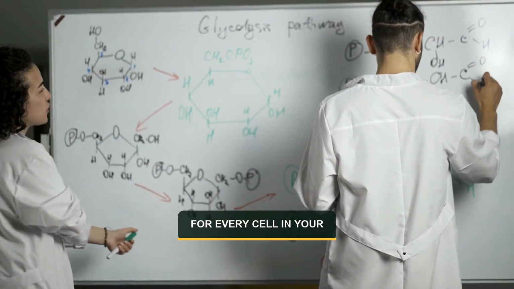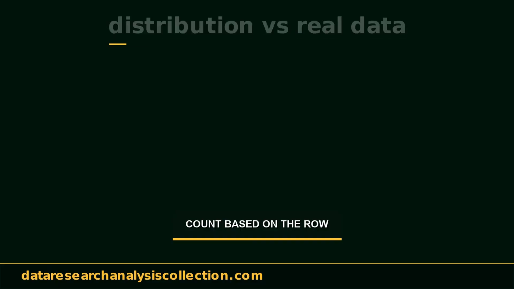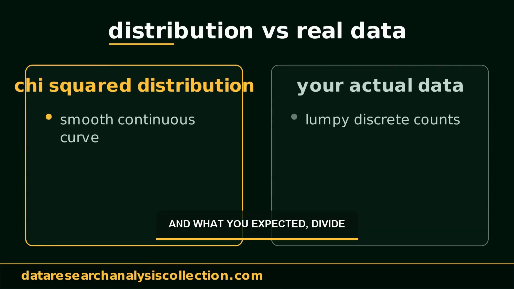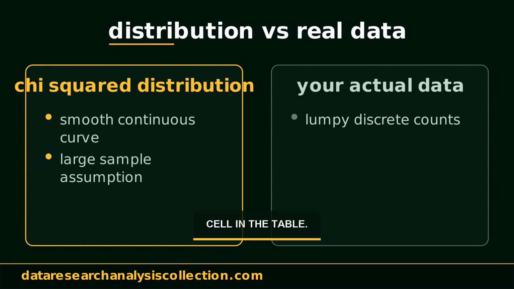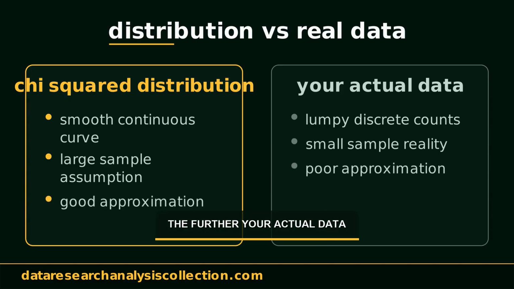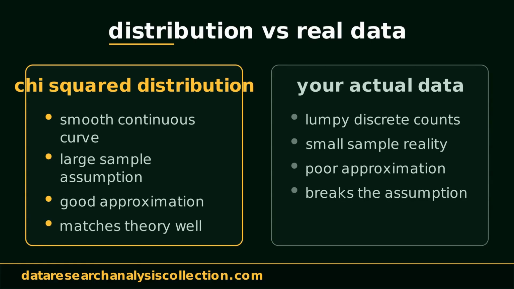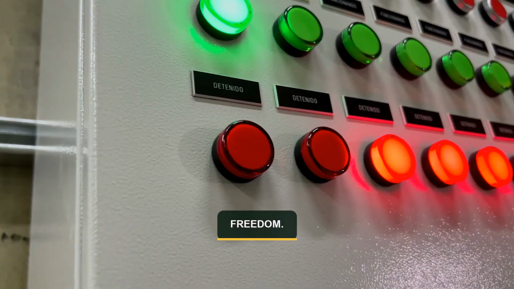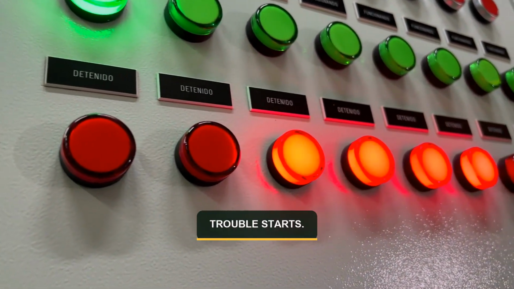For every cell in your table, you calculate an expected count based on the row and column totals. Then you take the square difference between what you observed and what you expected, divide that by the expected count, and add it up across every cell in the table. That sum is your chi-squared statistic. And the bigger it is, the further your actual data sits from what independence would predict. To decide whether that number is big enough to call meaningful, you compare it against a chi-squared distribution with the right degrees of freedom. This is exactly where the trouble starts.